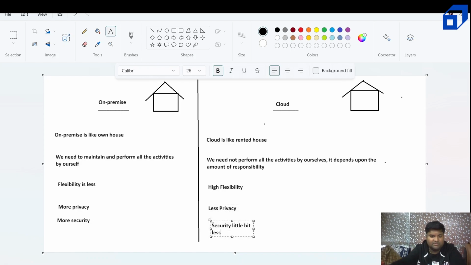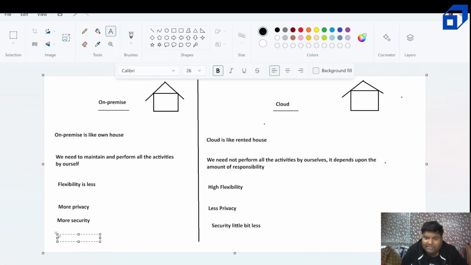What is on-premise? On-premise is like owning a system by yourself. You have to update it. You have to ensure its proper functioning. You have to provide all the patches for it. You are solely responsible for that system. It's like my own house. In my own house, I need to take care of my own house.